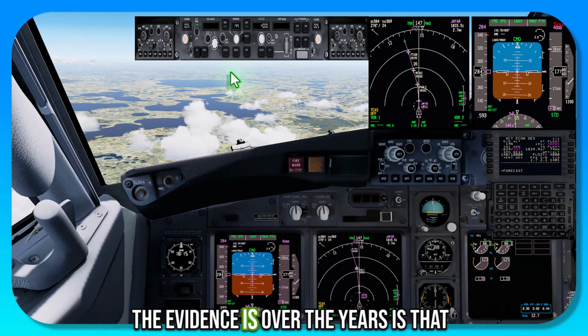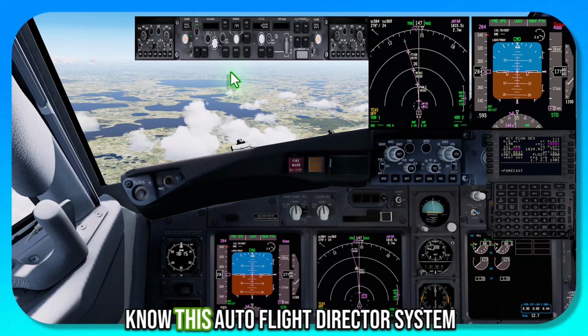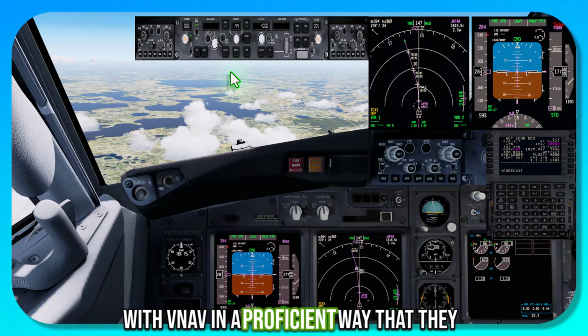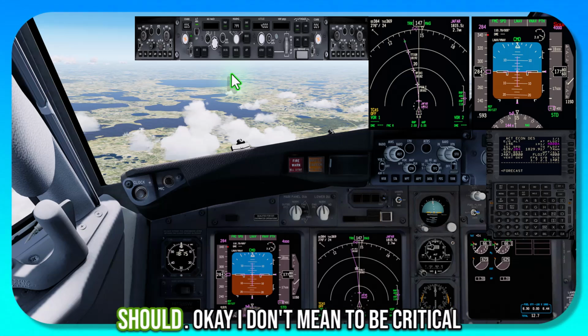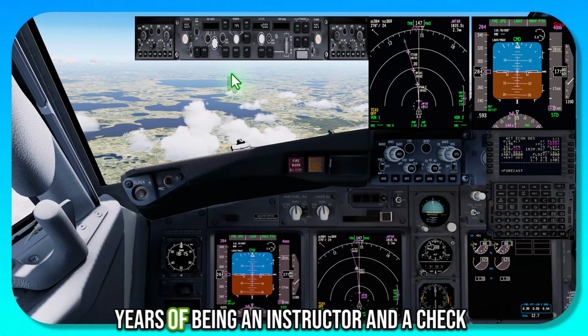And the evidence over the years is that very few pilots, that includes veterans, know this autoflight director system with VNAV in a proficient way that they should. Okay, I don't mean to be critical. It's just the reality of what I've seen over the years of being an instructor and a check airman.